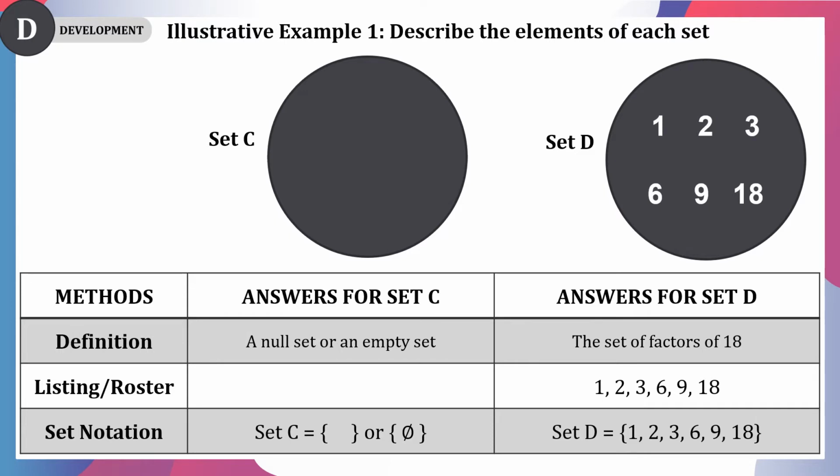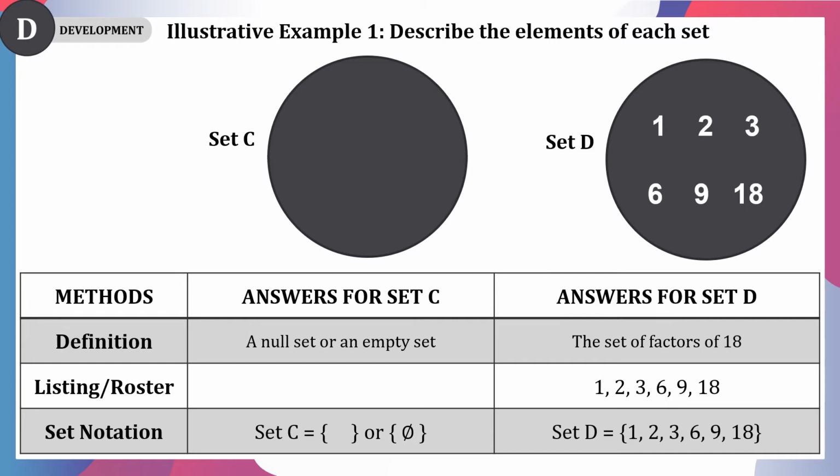Another example, we have set C that has no element. By definition, it is a null set or an empty set. By roster, since it is empty, there are no elements listed. While for set notation, we write it as set C is equal to open brace, no elements, close brace, or open brace ∅, close brace.